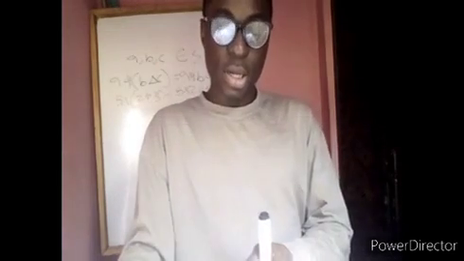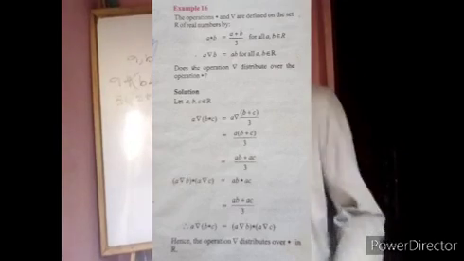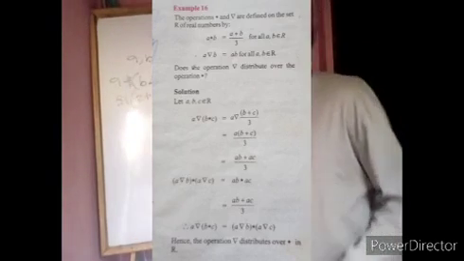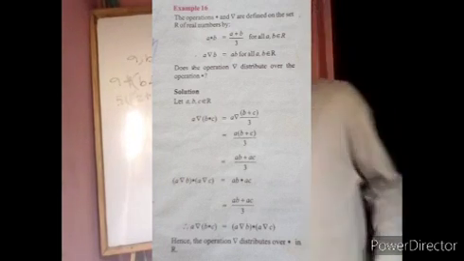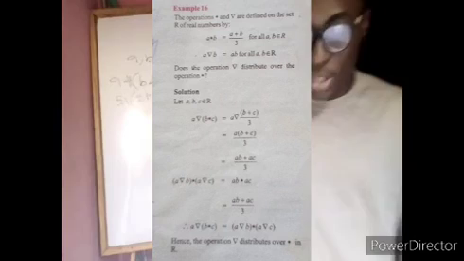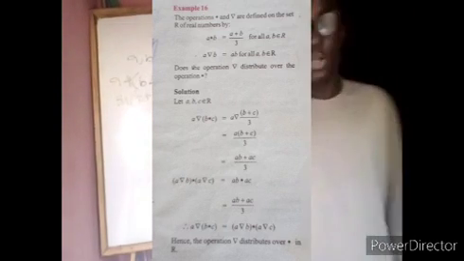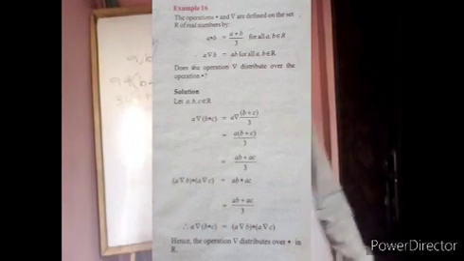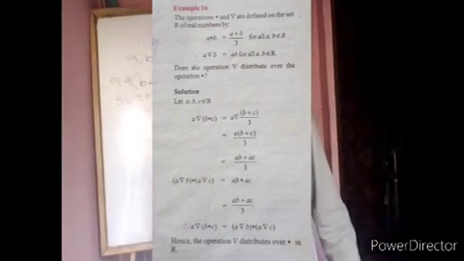another concept, which is going to be the example. So we're going to be given an example on this, and the example goes thus. We are told that the operations asterisk and delta are defined on the set R of real numbers by a asterisk b equals (a plus b) over 3 for all a, b elements of R. Then we also have a delta b equals ab for all a, b elements of R. So does the operation delta distribute over the operation asterisk?